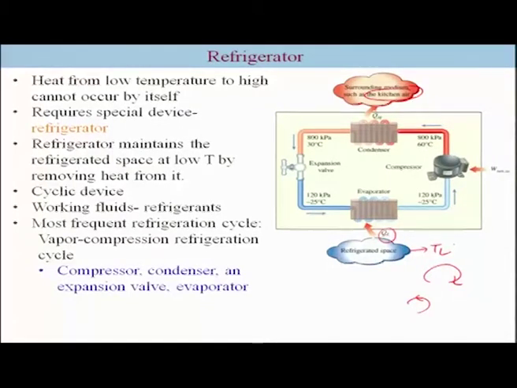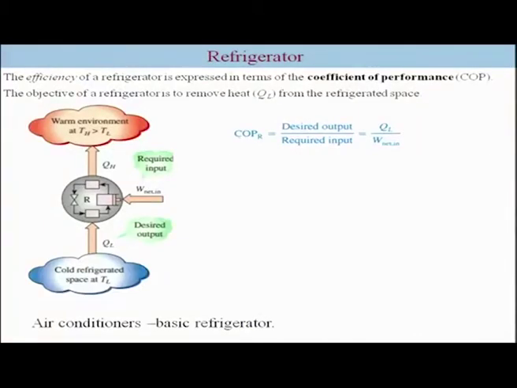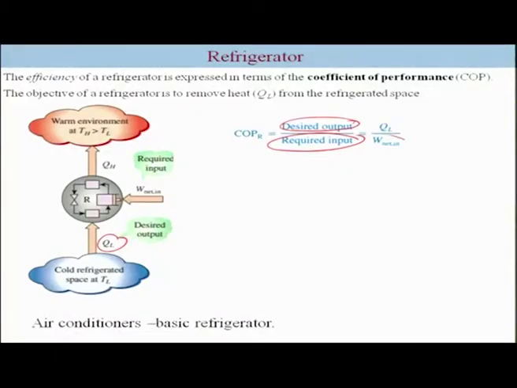Okay. To define efficiency, we use the coefficient of performance, which is nothing but the ratio of the desired output and the required input. For the case of a refrigerator, what is the desired output? It is the amount of heat which is being removed from the cold space in order to maintain the temperature. So, QL becomes the desired output, divided by the required input, which is W net in.